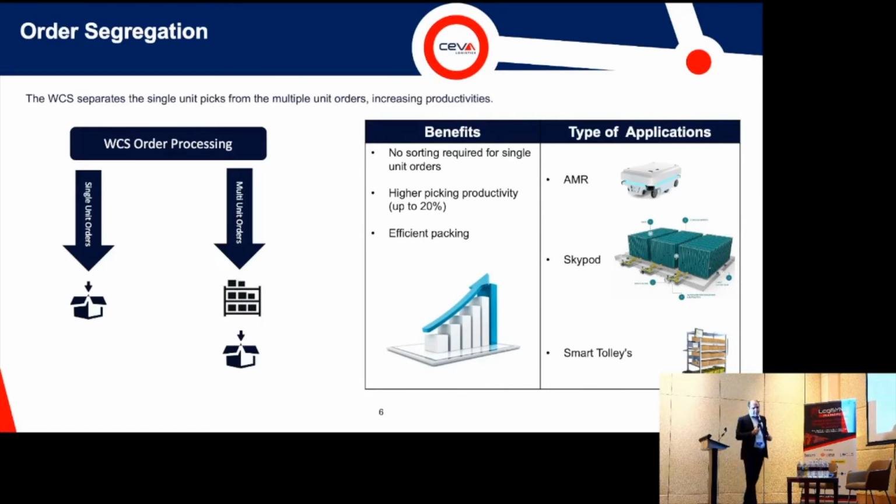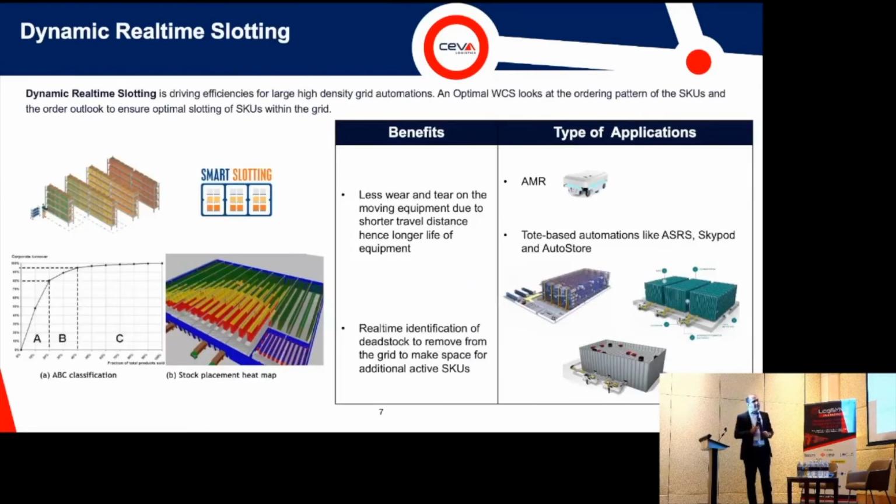Okay. Next one is dynamic real-time slotting. So why is slotting important? It drives efficiencies for us in high density automated solutions. When, for example, you have a very large grid, it is very important that the slotting is right, so you minimize the movement of your products and the movement of your equipment, which I'll discuss in the benefits.